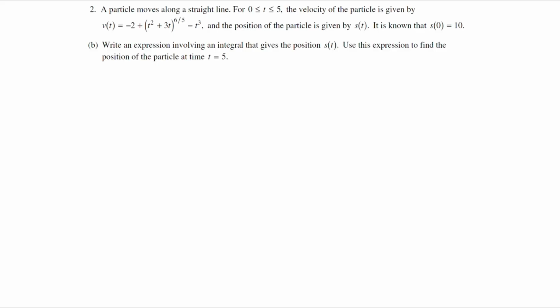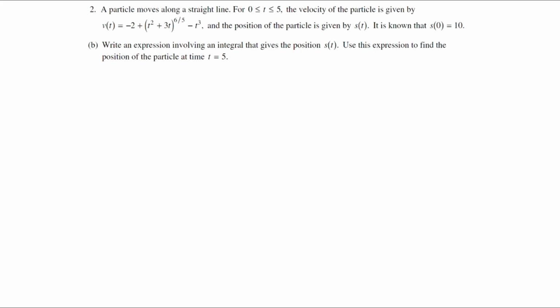In part B, it asks us to write an expression involving an integral that gives the position s of t. And we want to use that expression to find the position of the particle at t equals 5. So we want the position. And so if we integrate velocity, we do get position.